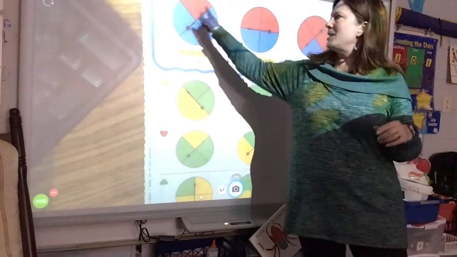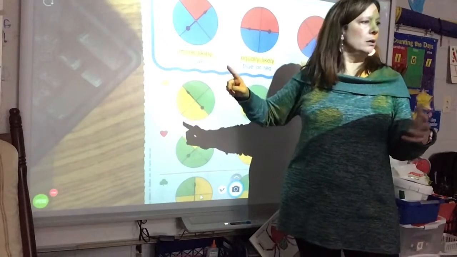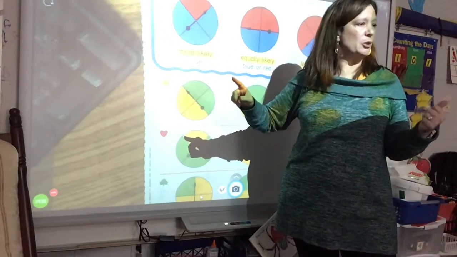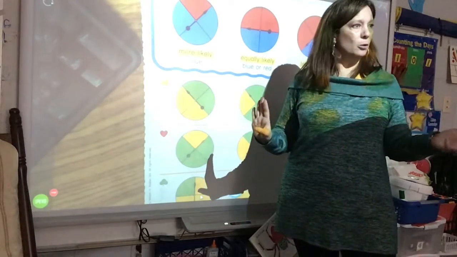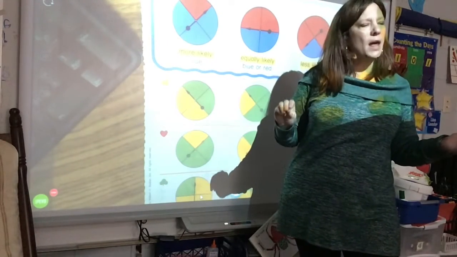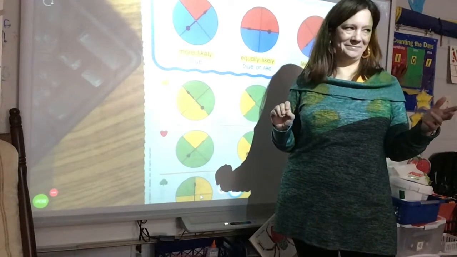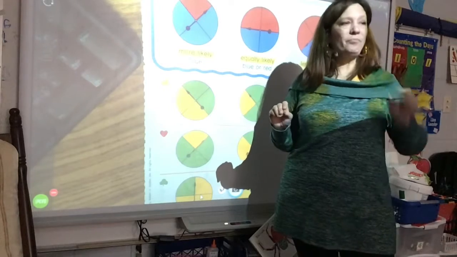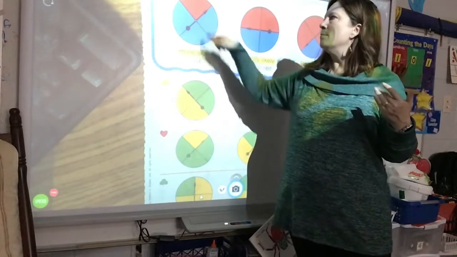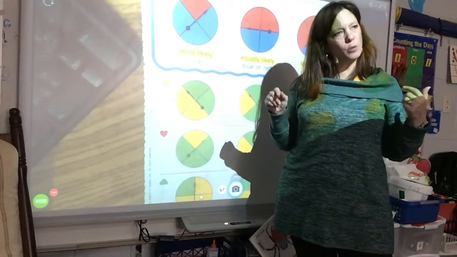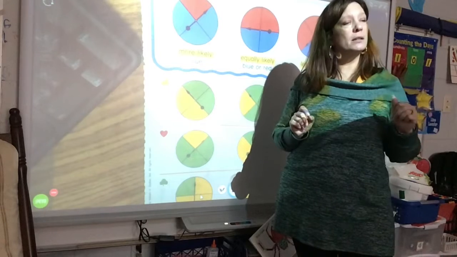So look right here at this spinner. There is one red and three blues. If I were to flick that spinner, if it were real, I would be more likely to land on blue. Mark, why do you think I would be more likely to land on blue on this spinner?